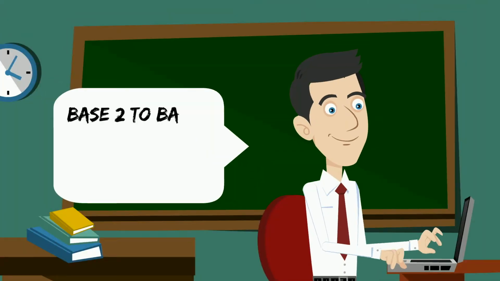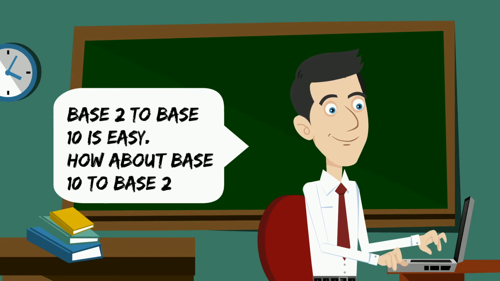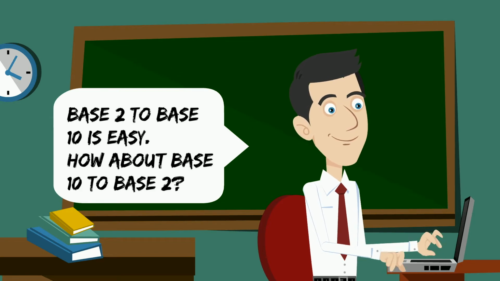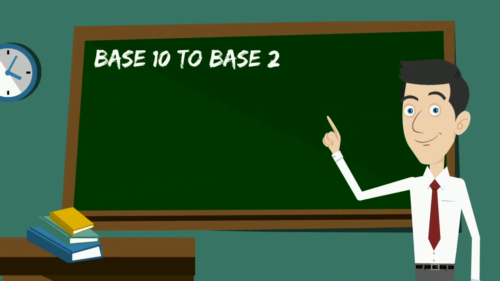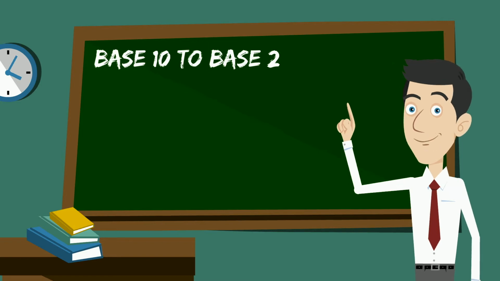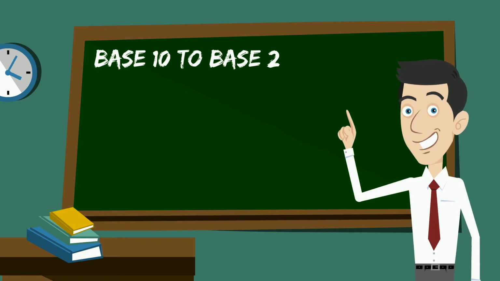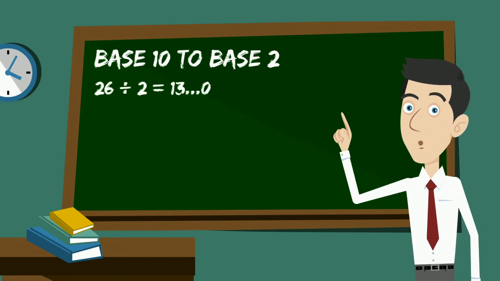You now understand how to convert a number from a specific base to base 10. However, you may be wondering how to do the opposite. To convert a base 10 number to another base, we need to use simple division. If you want to convert a number into base 2, then divide the number by 2. Let's try 26. As mentioned, the first step is to divide 26 by 2, which is 13 without any remainder.